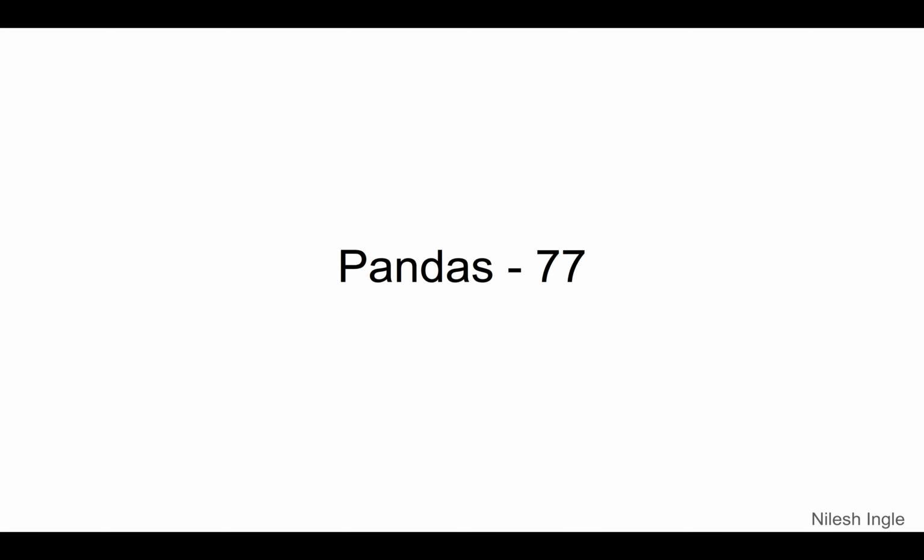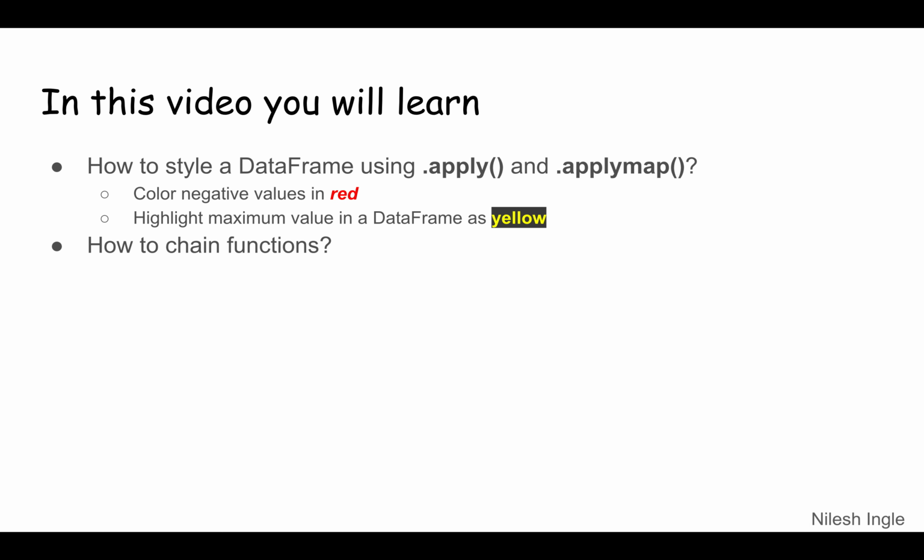I'm Nilesh, and in this video we are going to start talking about a new topic, which is stylizing Pandas data frames. This will be a series of four videos, and in this first video we'll look at how to use the .apply and .applymap functions to color negative values in a data frame red, leaving the others as they are in black.